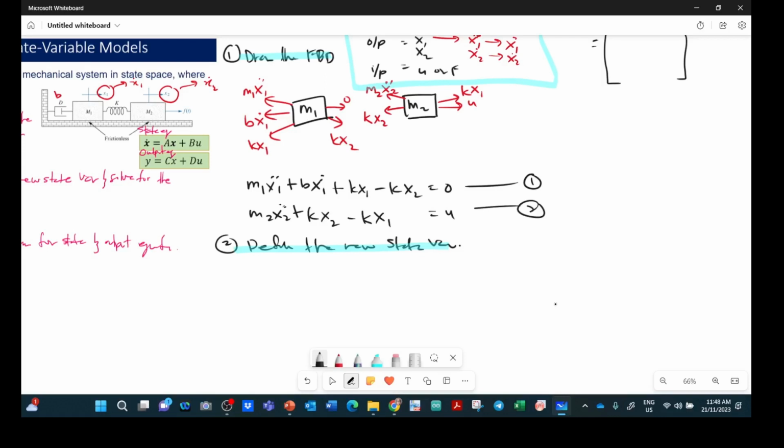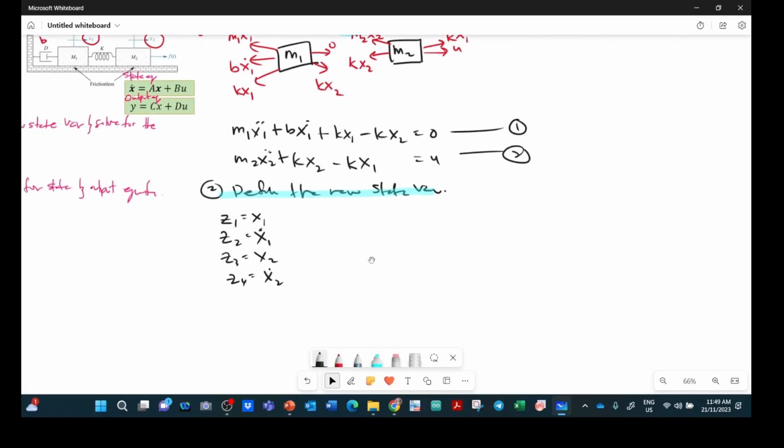So let's say that we denote it, even though in the previous example we denote x equal to y and so on. Let's say that I denote it now for this example as z1. z1 equal to x1, z2 equal to x1 dot, z3 equal to x2, z4 equal to x2 dot. Okay, so we try to define it like that.